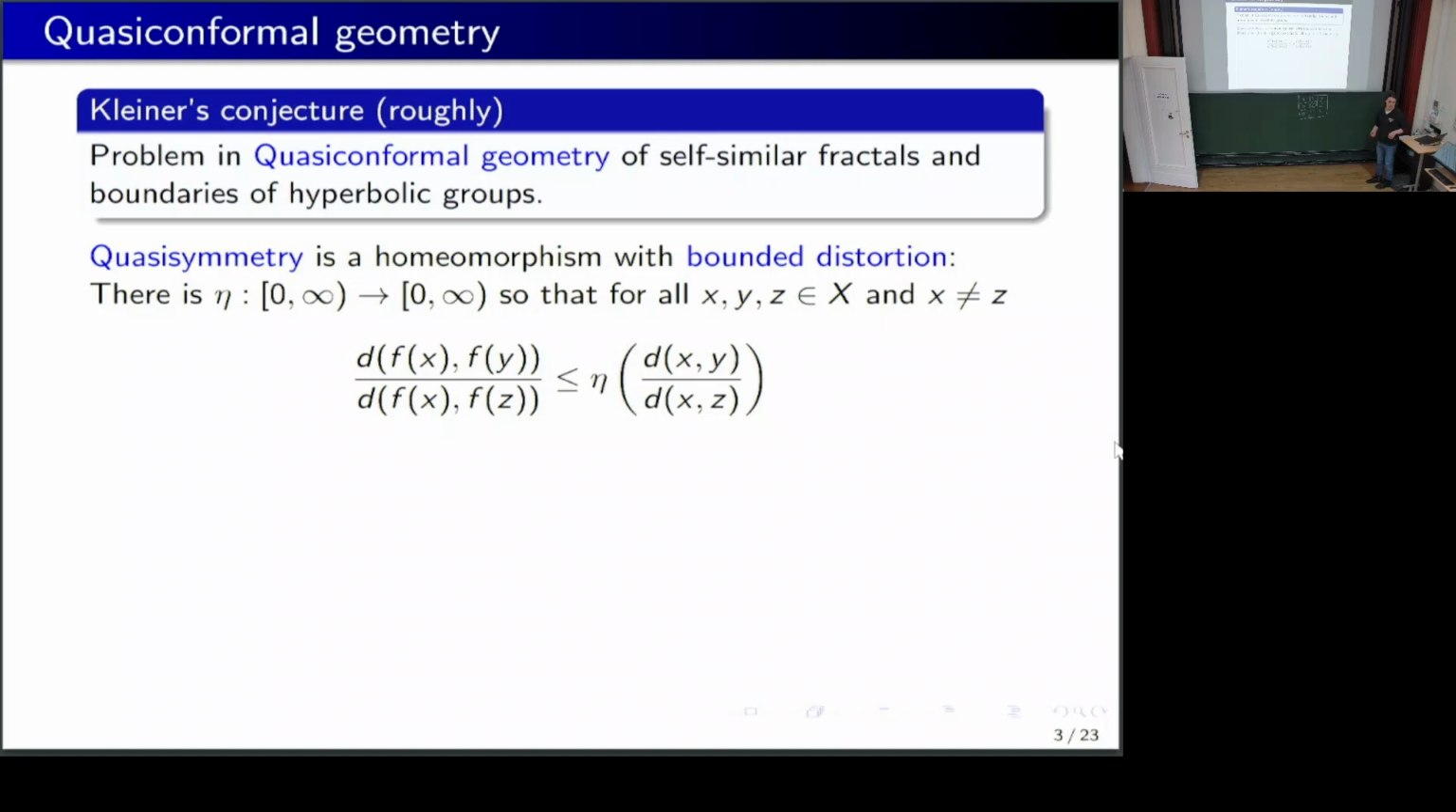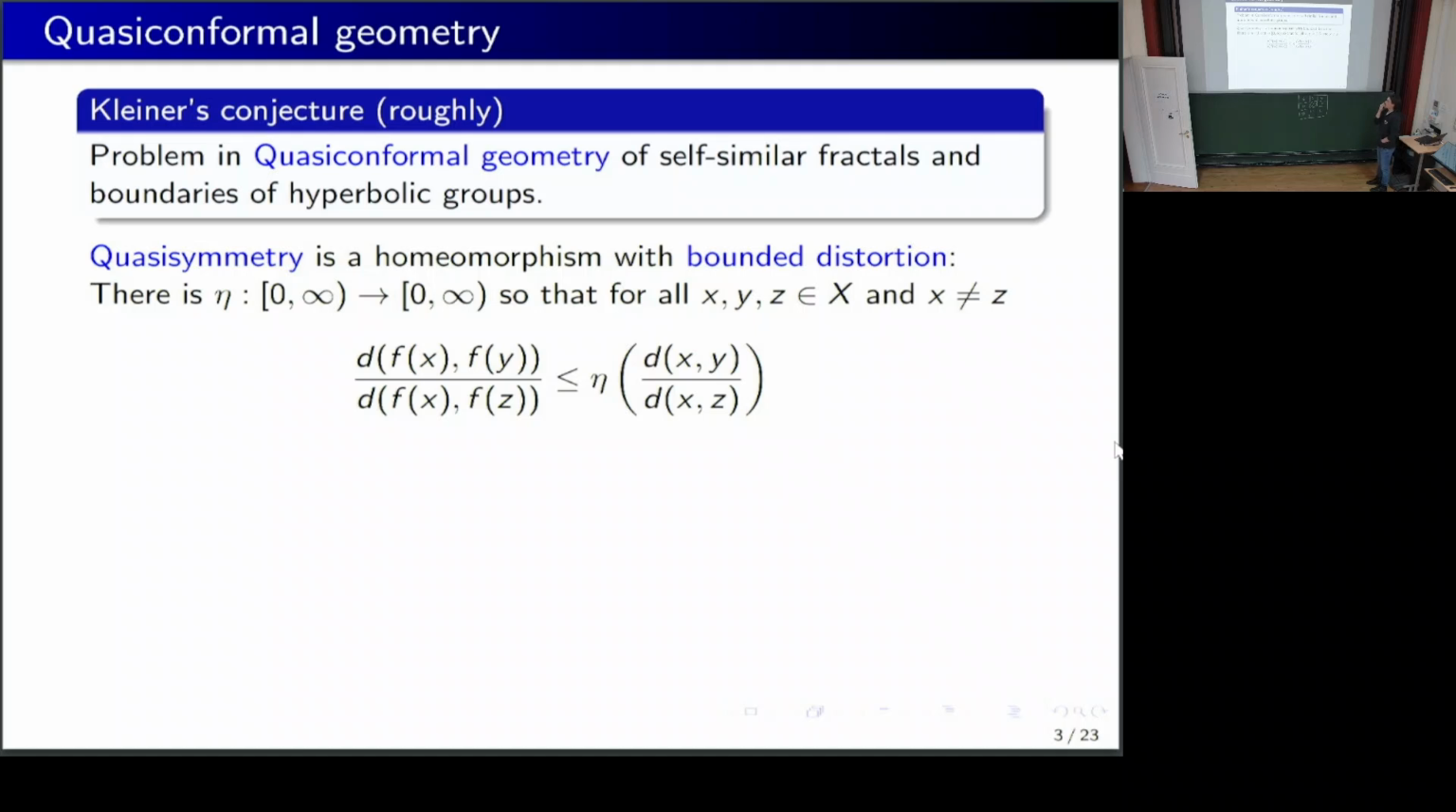All right, so to give a little more context on what Kleiner's conjecture is about, I will first give you a very vague statement of what it is about. I will give you a more exact statement at some point later. So Kleiner's conjecture is a problem in quasiconformal geometry of self-similar fractal spaces and also boundaries of hyperbolic groups. In this talk I will focus on the fractal part.